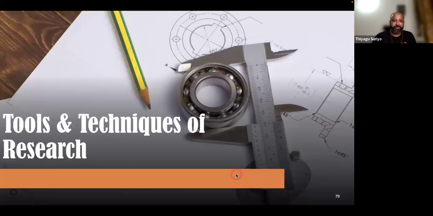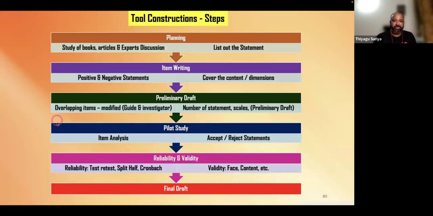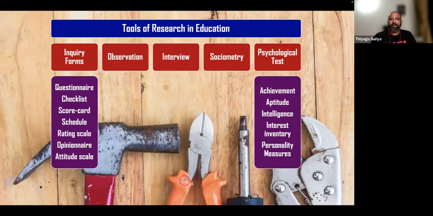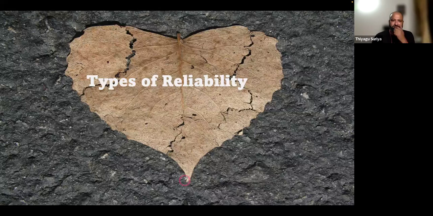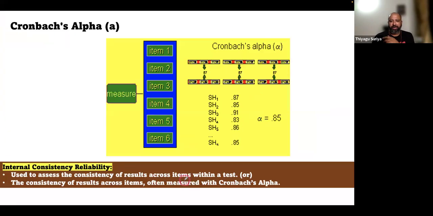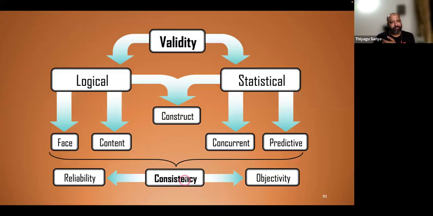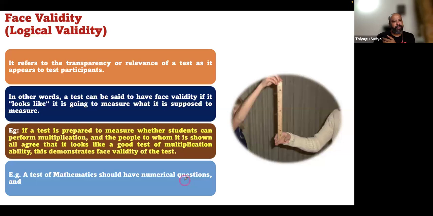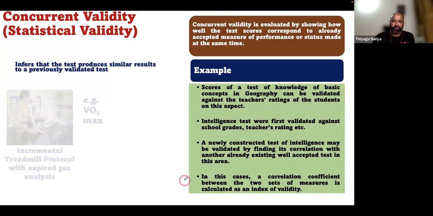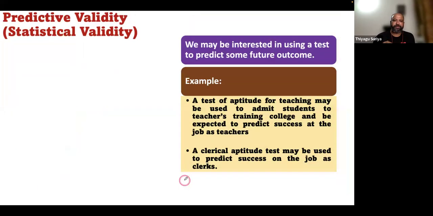And so, there are tools and techniques, like the tool construction steps. You know what tool construction is: we need to plan the tool, item writing is needed, then the preliminary draft, pilot study, reliability and validity, and the final draft. This way we can do this research. These are the types of research. I've shared this PPT. The different types of validity are there. If you use it, it may be good for both paper 1 and paper 2. I have already compiled all the things.